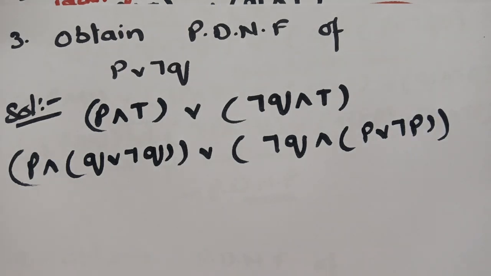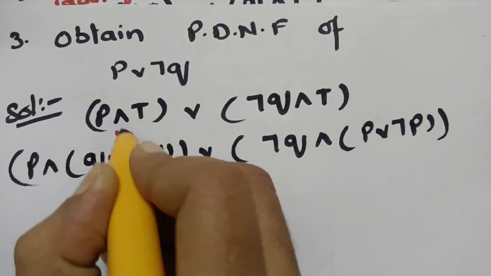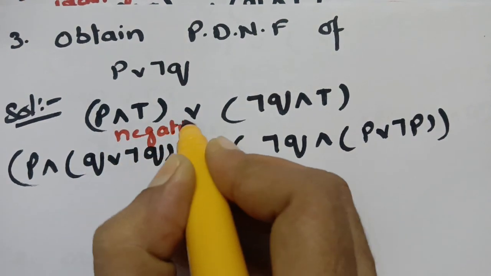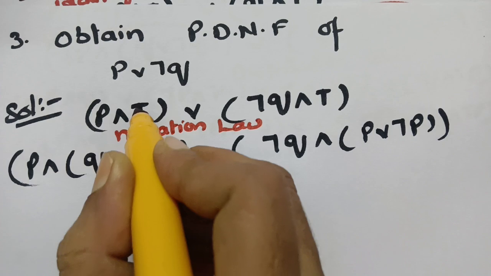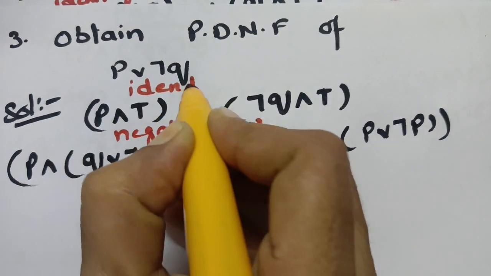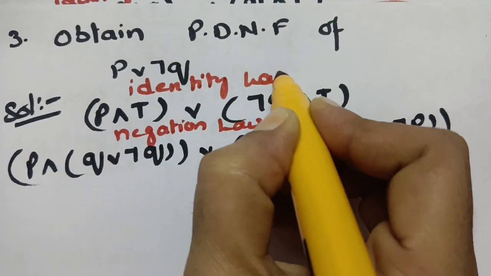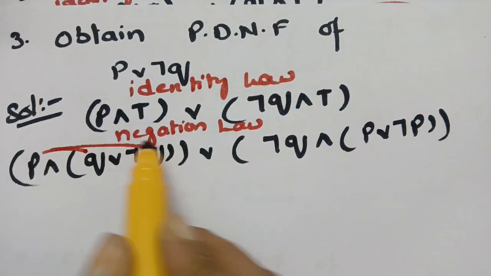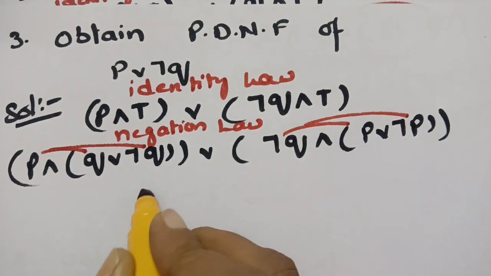Clear? And now which formula I have to use? So this is a negation law. According to the negation law, in place of T I have written this one. So this is the identity law. Please remember, this is according to the identity equivalence laws. Now I am going to use the distributive law.